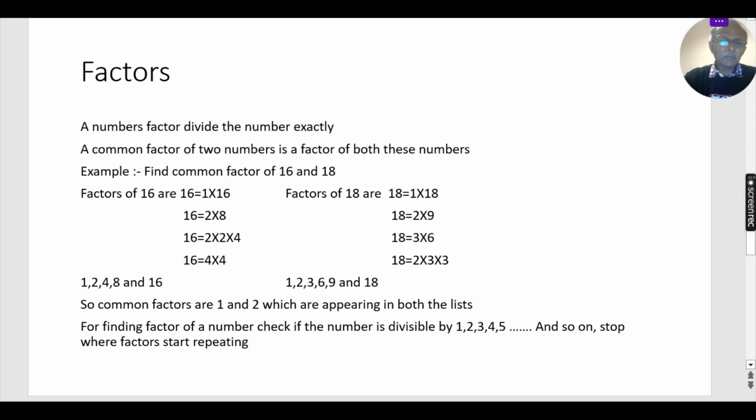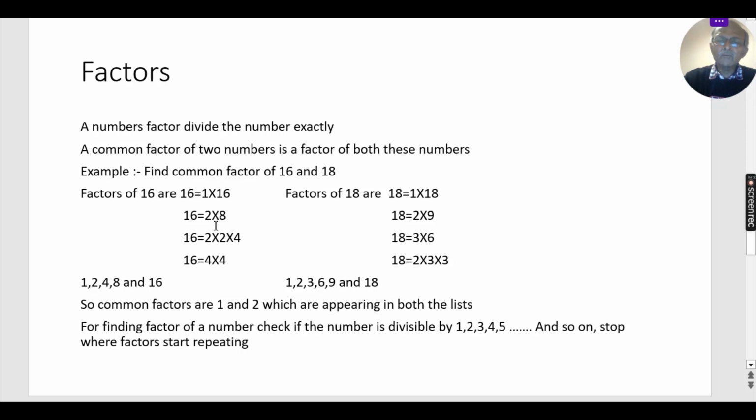I'll come back to this slide once again, but let me continue here. I'll take the example first. I have taken an example: find the common factors of 16 and 18. First of all, we have to find out the factors of 16 and 18. So 16 can be factorized as 1 into 16. It can again be written as 2 into 8. It can again be written as 2 into 2 into 4.